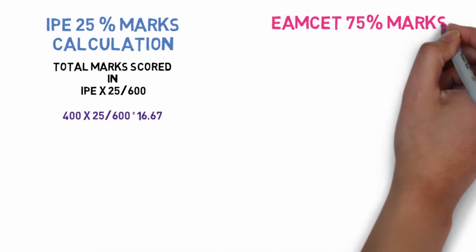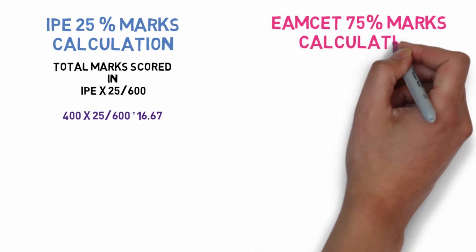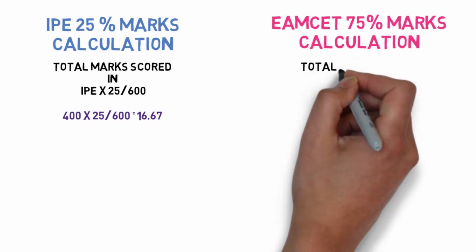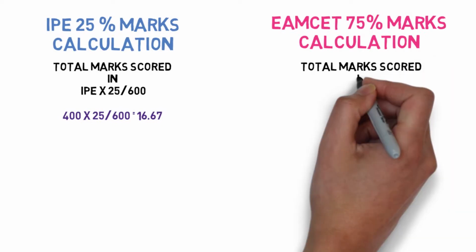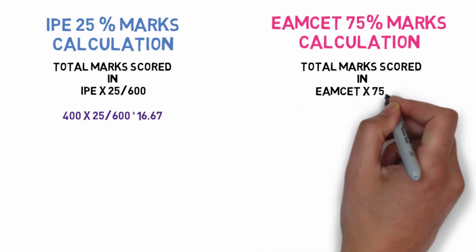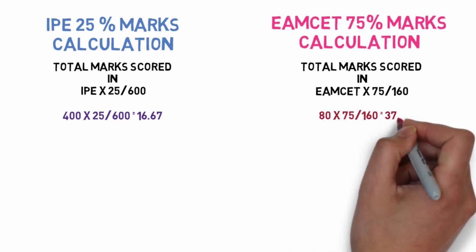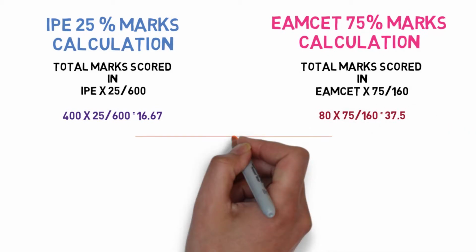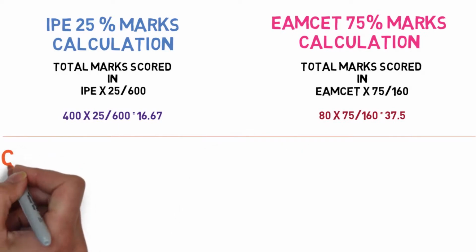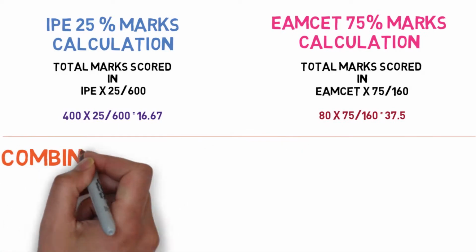Let us see how to calculate the 75% marks of an EAMCET. The total marks scored are multiplied by 75 and divided by 160. For example, a student has scored 85, that is multiplied by 75 and divided by 160. The total marks is 37.5.